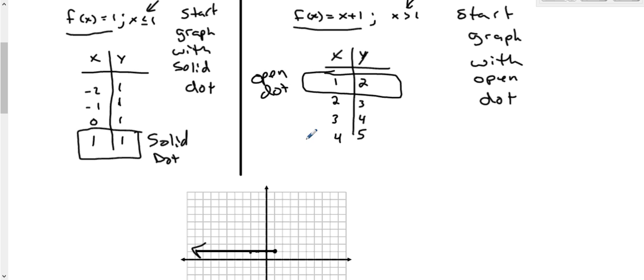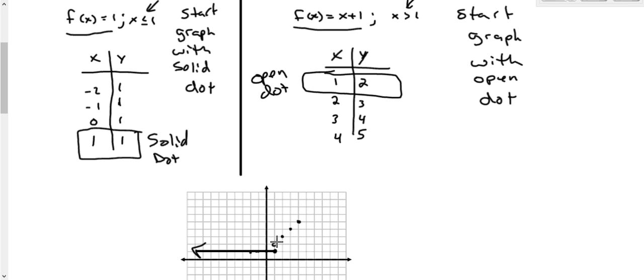Now I'm going to plot these points. Again, I'm starting with an open dot at 1, 2. So 1, 2, that's an open dot right there. And then 2, 3. And these are solid dots from this point forward. Only the first dot is open. All right, 3, 4, 4, 5. So we can see that that's going to be a line.